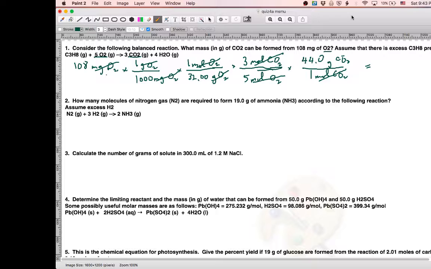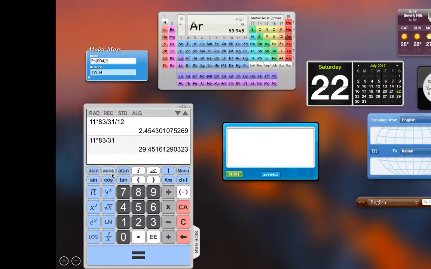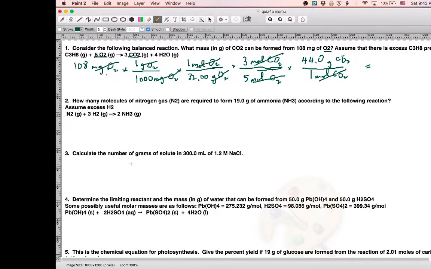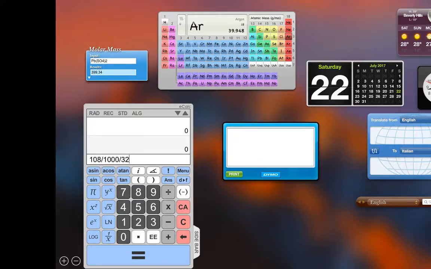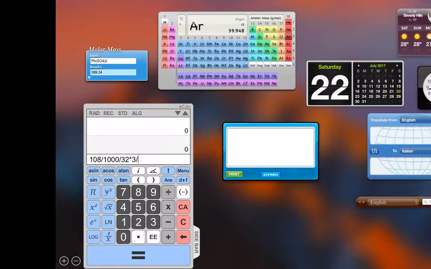And then, on the calculator, I'm going to go 108 divided by 1,000 divided by 32 times 3 divided by 5 times 44. Notice that everything on the bottom is divide. Everything on top is times. So I go 108 divided by 1,000. Okay, I'm going to have to do this in a couple of goes, because my memory ain't what it used to be. 108 divided by 1,000 times, what was that? It was divided by 32. Okay, so divided by 32 times 3 divided by 5 times 44.